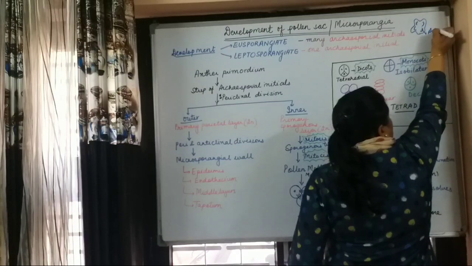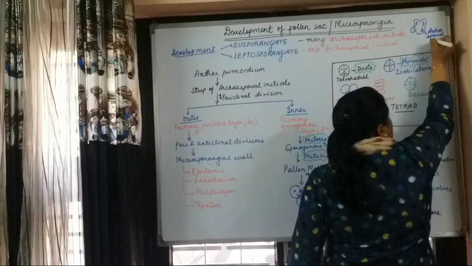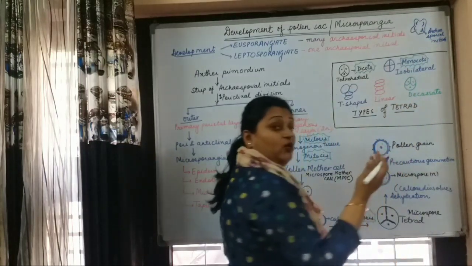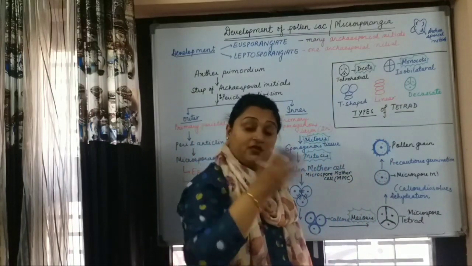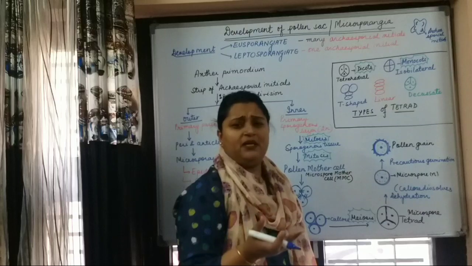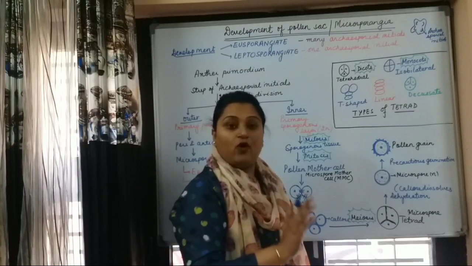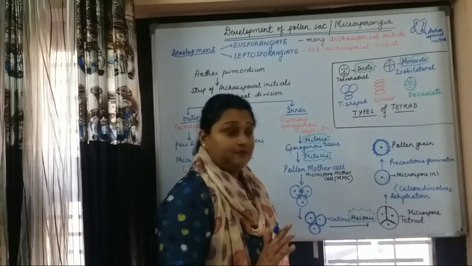These are archisporial initials. Archi comes from primitive, the first one. Sporo means sporogenous tissue. That means the spores, that is the microspores, develop from these initials only.